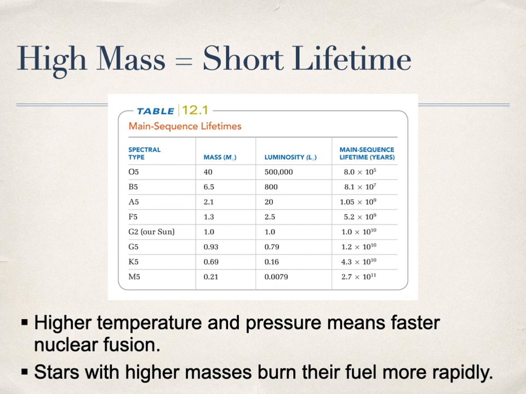The reason for that is, like I said, if they have a higher mass, that means they have a higher temperature, which means that they have faster nuclear fusion. They burn up their fuel way more quickly, way more rapidly than lower mass stars. Okay, and there's some other funny things that can happen too.